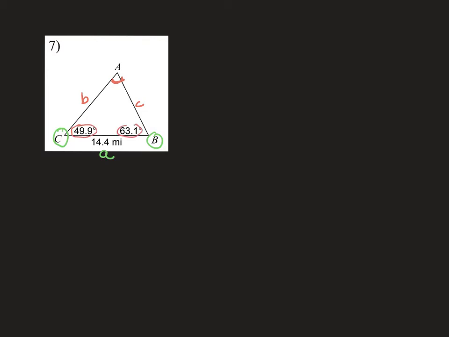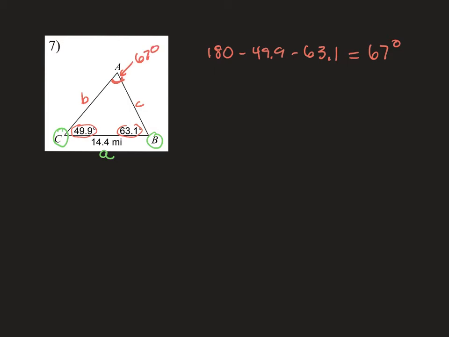We know 49.9 and 63.1, so if you simply write out on your calculator 180 minus 49.9 minus 63.1, you'll get the value of that missing angle A. And I've already done that on my calculator, and it came out to 67 degrees. So angle A right here is 67 degrees.